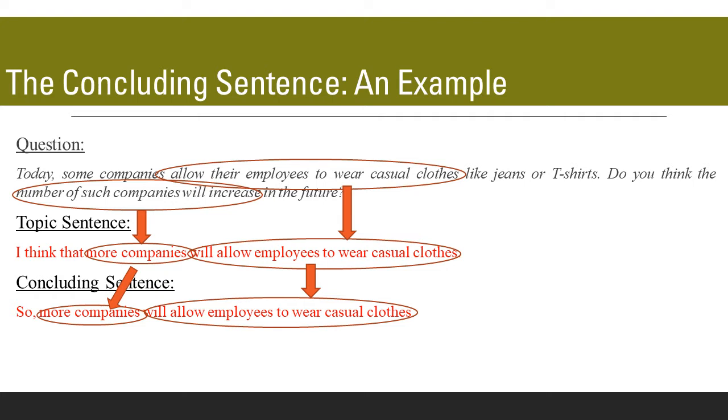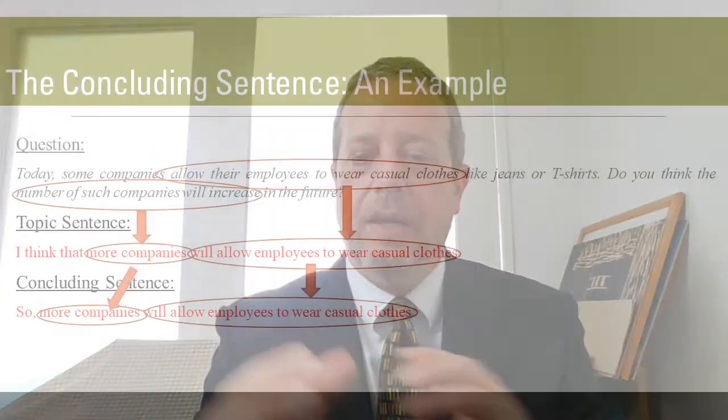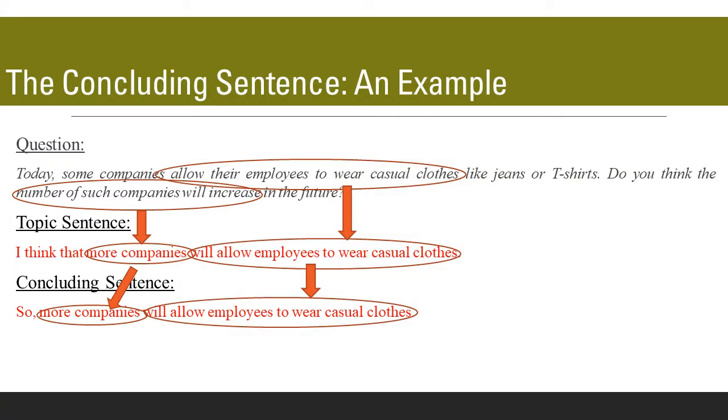In the topic sentence, we changed the words a little bit, just became more companies, but it has the same meaning as a number increasing, so more companies. And then in the concluding sentence, you'll also see one more time, more companies. It's repeated. So use the question to get the vocabulary for the topic sentence. Use the topic sentence to get the vocabulary for the concluding sentence. You're just bringing them down here, just like these arrows show.